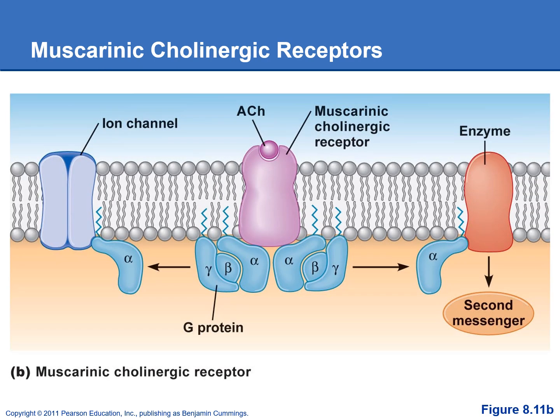All right, and here's a muscarinic cholinergic receptor. So these are metabotropic receptors. They're a G protein linked receptor. So we've got acetylcholine binding to our muscarinic cholinergic receptor, our G protein linked receptor. That'll activate our G protein. And remember, the G protein can go do one of two things.